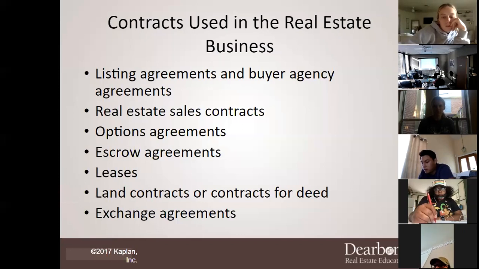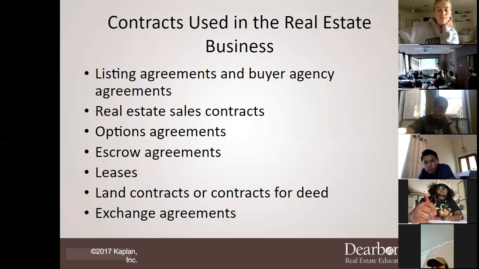And escrow agreements, that's going to be between the seller and the buyer, no brokerage is involved in that one. Leases, who's that going to be between? So the tenant and landlord. You got it. Land contracts or contracts for deed, that's going to be between the seller and buyer.